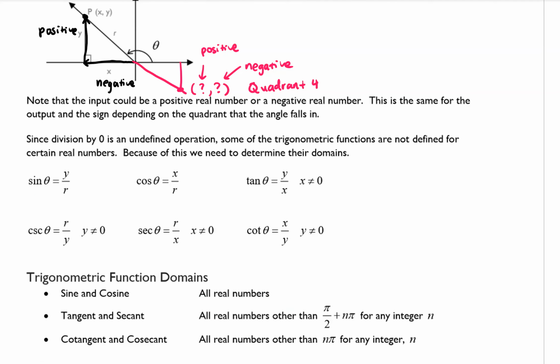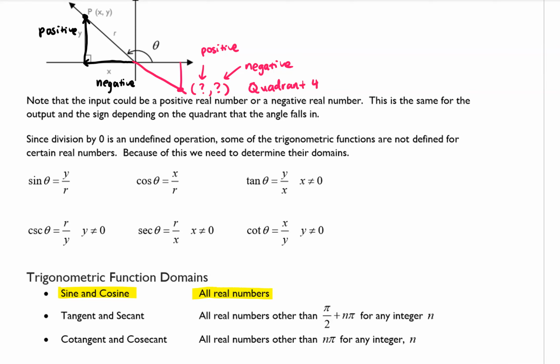Since division by 0 is an undefined operation, some of the trigonometric functions are not defined for certain real numbers. Because of this, we need to determine their domains. So here we have laid out our 6 trig functions. Let's talk about their domains. So when we are talking about sine and cosine, the domain is going to be all real numbers.